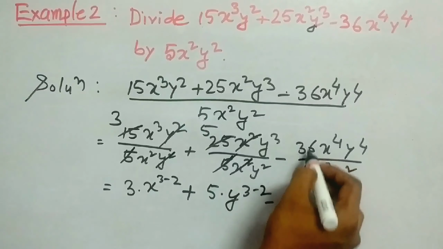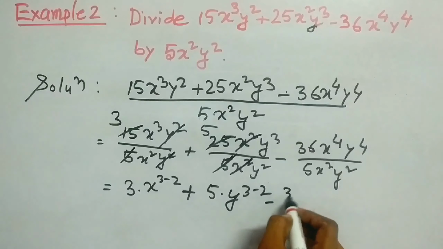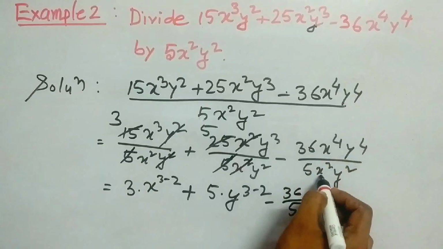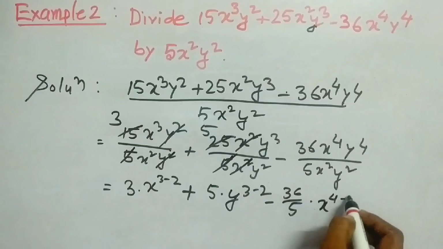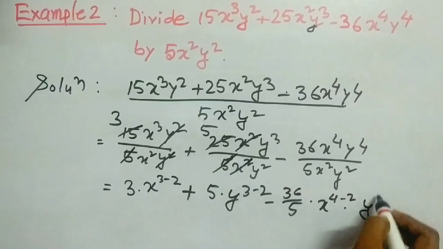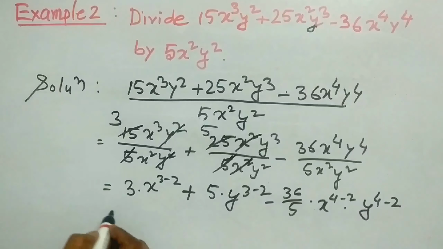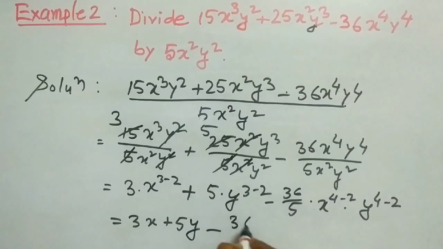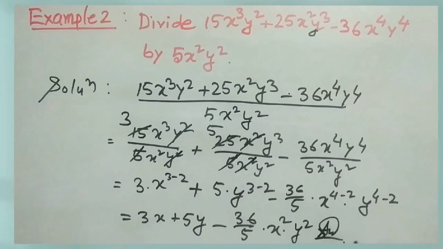Minus this is 36 by 5, as we cannot divide, so this is 36 by 5. Now this is x to the power 4 and this is x square, x to the power 4 minus 2. Similarly y to the power 4 minus 2, so it is 3x to the power 1, that is x, plus 5y to the power 1, that is y, minus 36 by 5 x to the power 4 minus 2, that is x square, y to the power 4 minus 2, that is y square, and this is the answer.